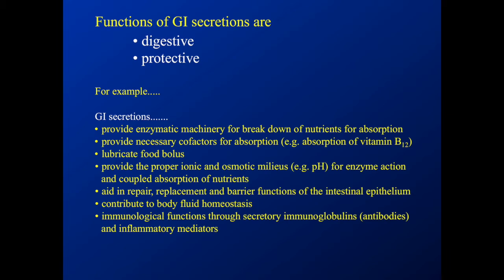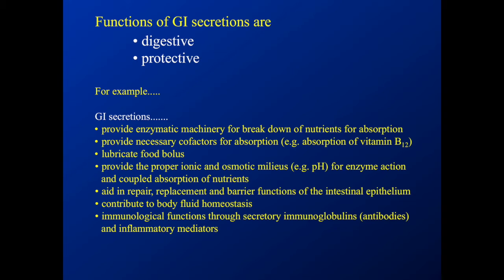The salivary mucus and the other mucus that's produced in the GI tract lubricates the food bolus and allows ease of passage and prevents any sort of friction causing damage. The salivary secretions, or the secretions up and down the GI tract, provide proper ionic and osmotic milieux for enzyme action, i.e. regulating the pH so that the enzymes are at their optimum pH levels, and this also couples with absorption of nutrients to aid absorption to maintain your influx of food and fuel.